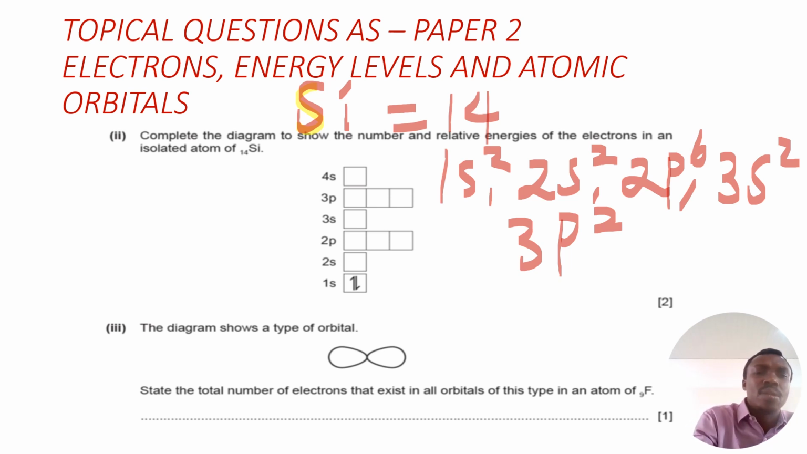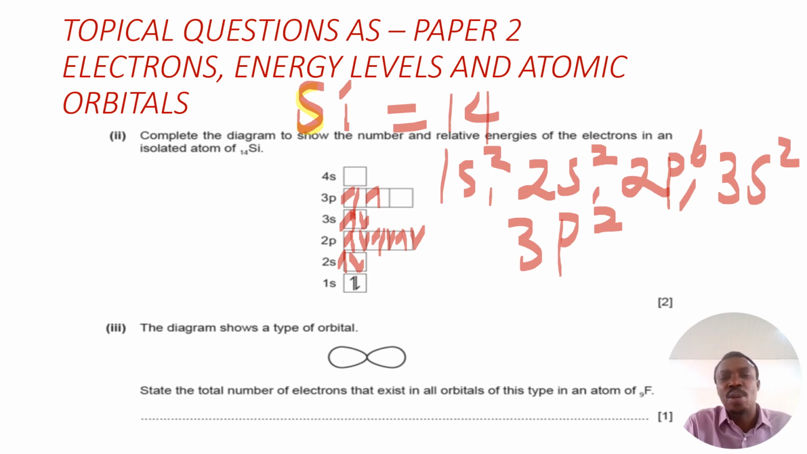So this one will be 2s2, then 2p6, then 3s2, then 3p2. This is how you can fill the orbital box diagram for silicon. You have to obey the Pauli exclusion principle, and you have to obey Hund's rule.